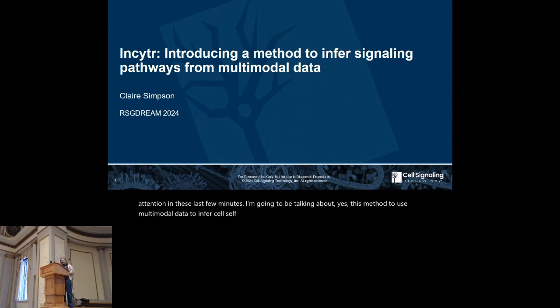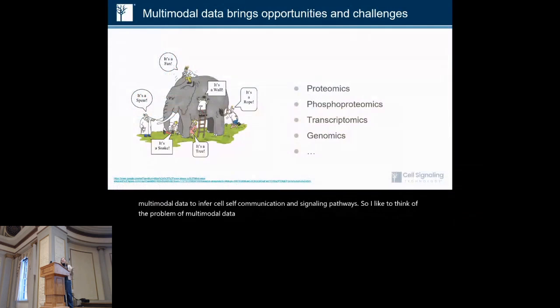I'm going to be talking about this method to use multimodal data to infer cell-cell communication and signaling pathways. I like to think of the problem of multimodal data as analogous to the parable of the blind man and the elephant. If you look at any one aspect of what's going on in the cell, the proteins, the transcripts, the epigenetics, you're going to see some true information, but you're going to miss the whole picture unless you bring these different modalities together.